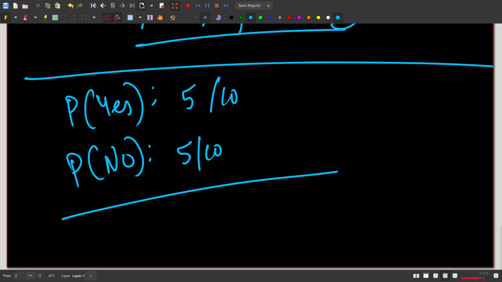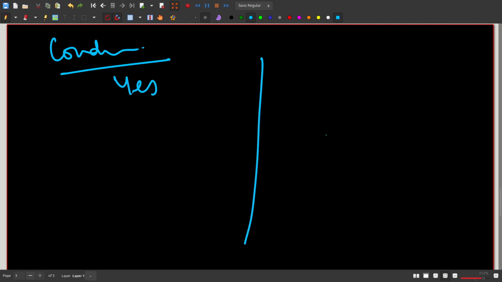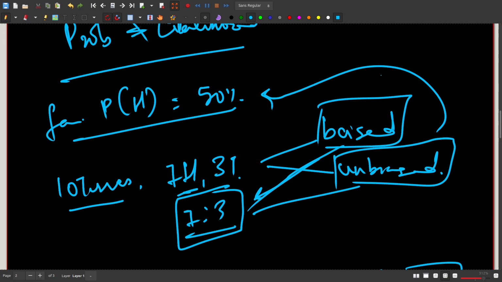Now let us go ahead and calculate some conditional probability. Conditional probability, the prior information basically, right? So we will calculate that. Now we have to calculate this for both yes and we also have to do it for no. The reasoning is quite simple.